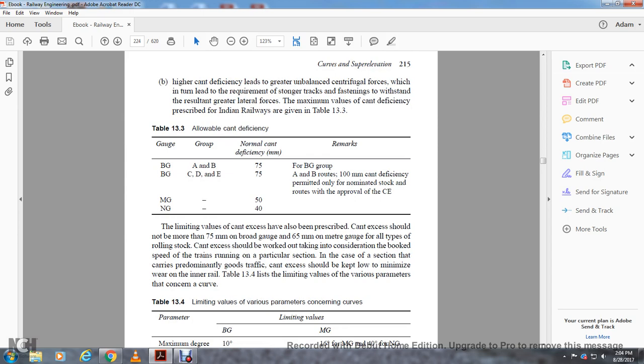Also, the type of rolling stock and cant deficiency should be worked out taking into consideration all the speeds of the trains running on a particular section. In this case, if the section carries predominantly goods traffic, cant excess should be kept minimized on the inner rail. Table 13.4 gives the limiting values of the various parameters of the curve.